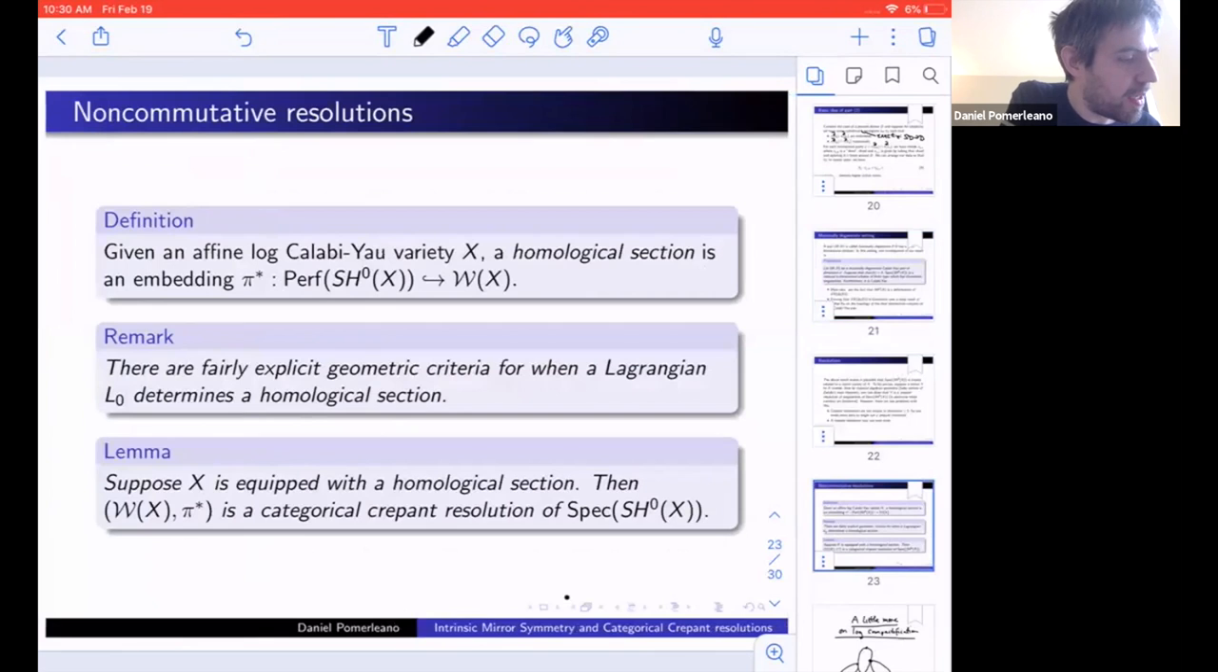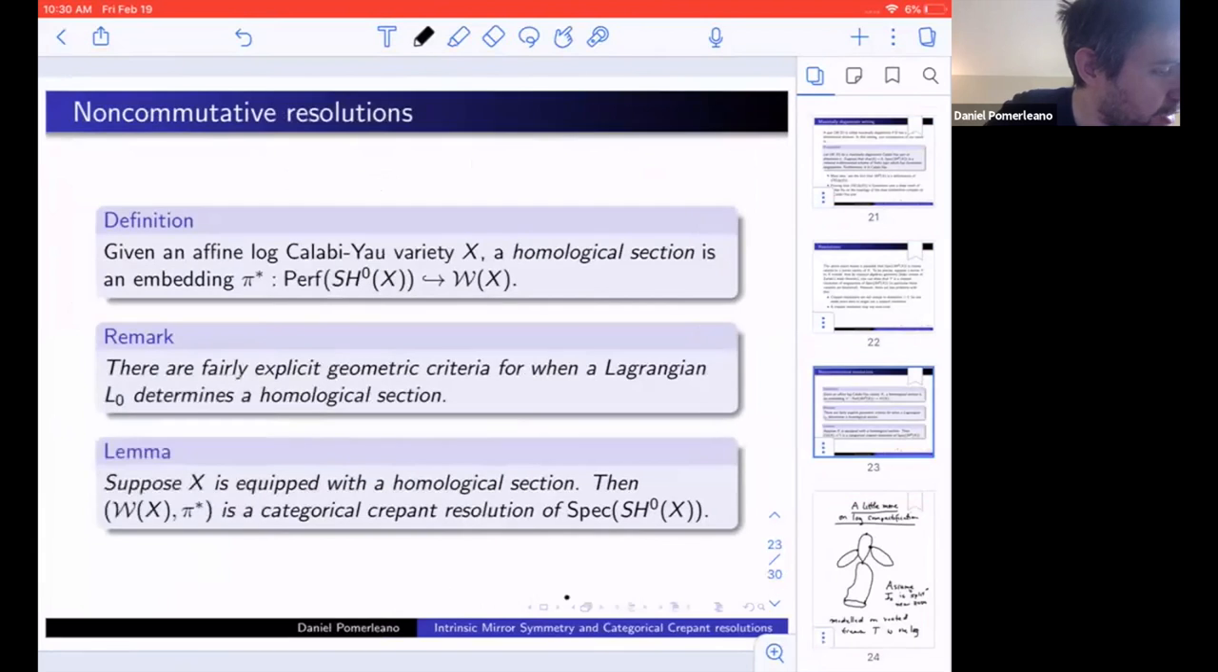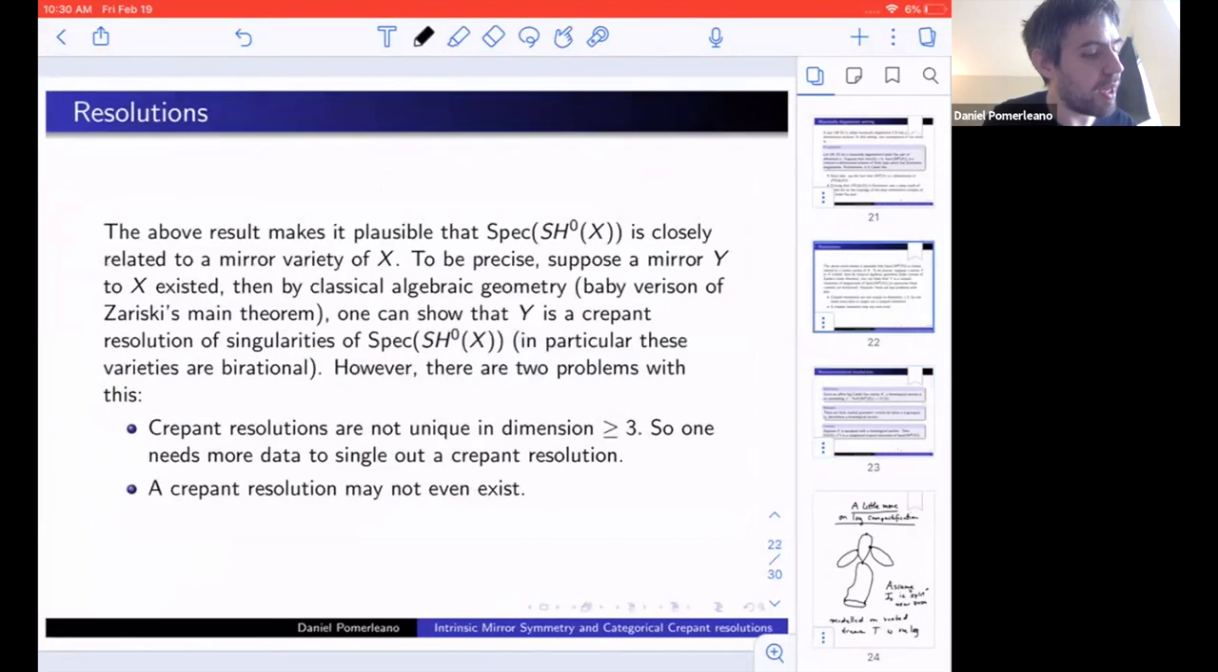And basically, if you can find an object of the wrap category that behaves like the structure sheaf, then away from the singularities, the wrap category agrees with the derived category of SH naught. I don't know if I have it as an exact statement here. So by rational, I mean that if you take away the singularities of the spectrum, then away from that, you get an equivalence, assuming you have an object that behaves like the structure sheaf. So it means away from the singular locus of this variety.